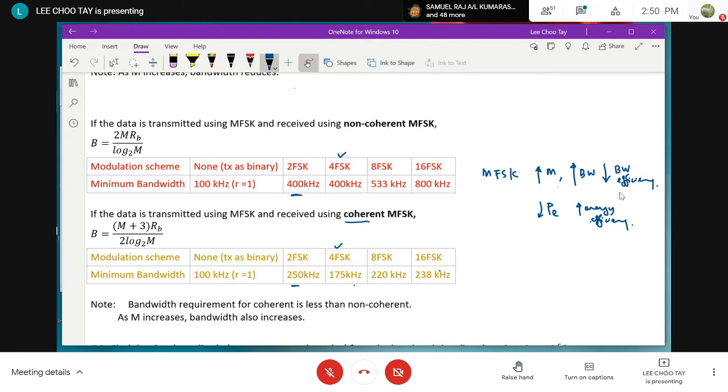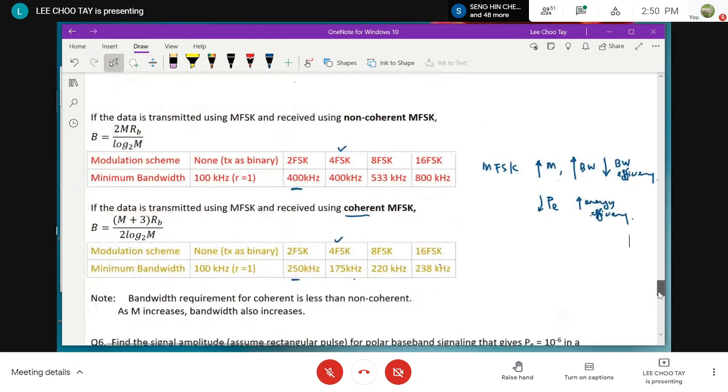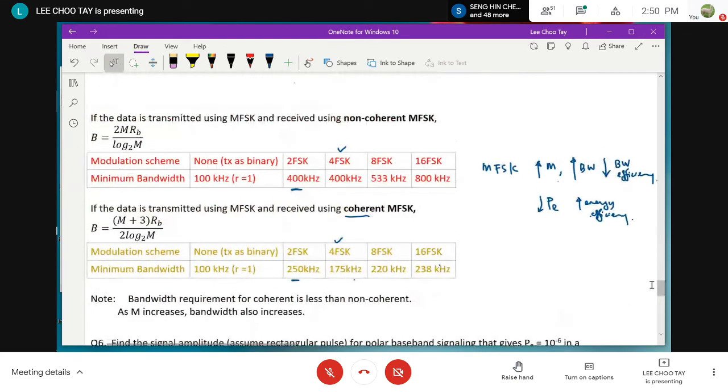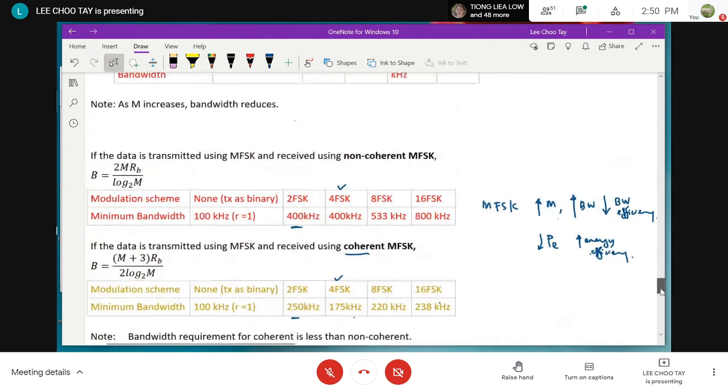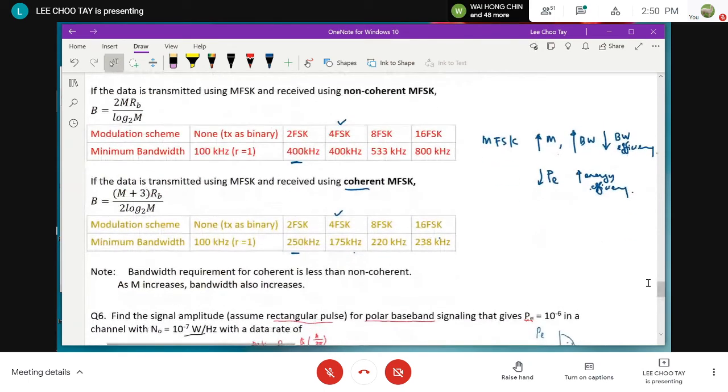So what else can I say about this? Any question on this before I move on to the next question, where we calculate the signal amplitude? Question 6.